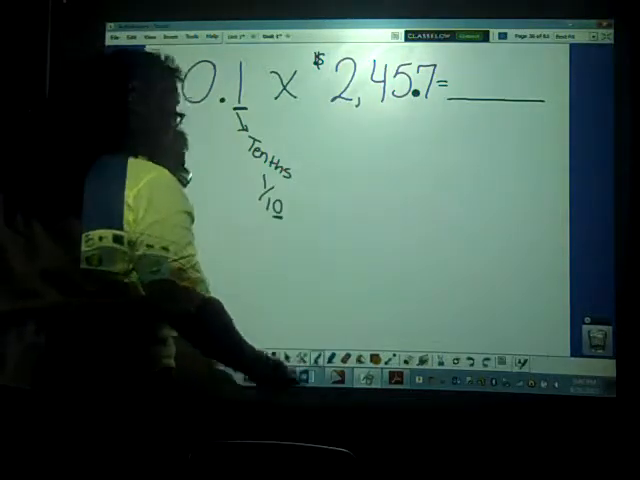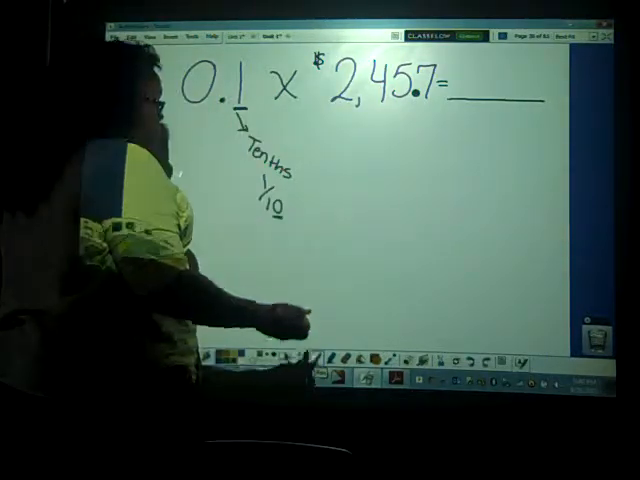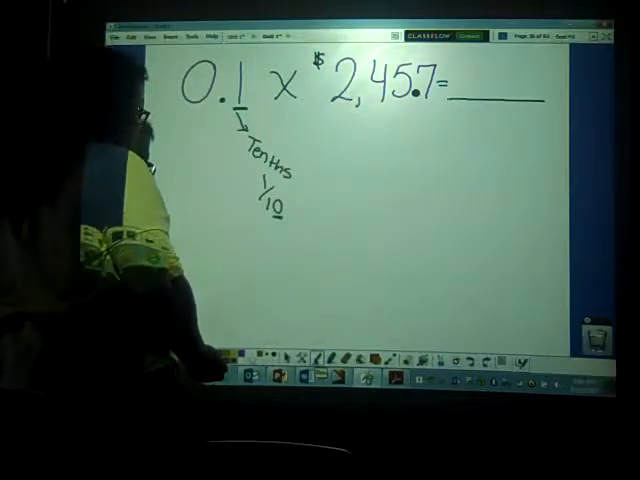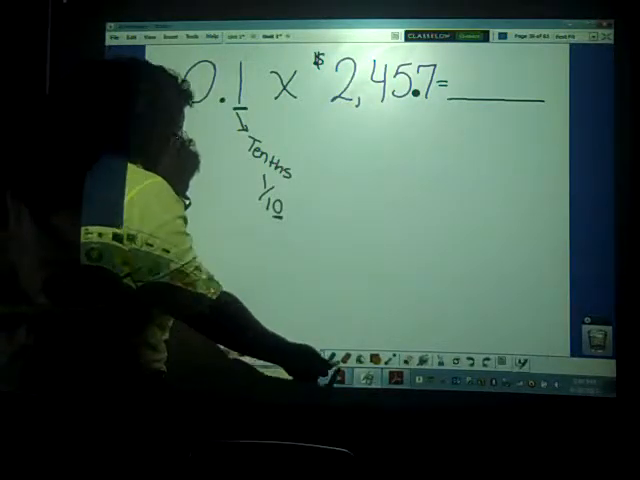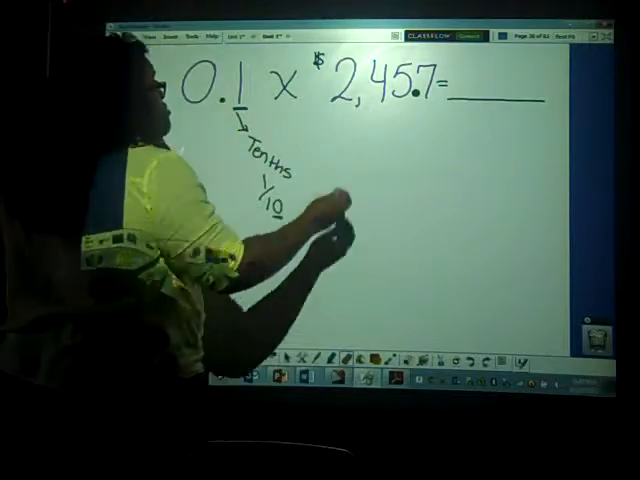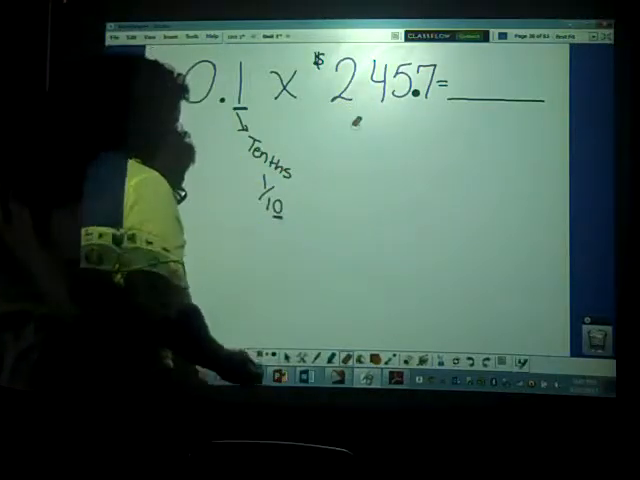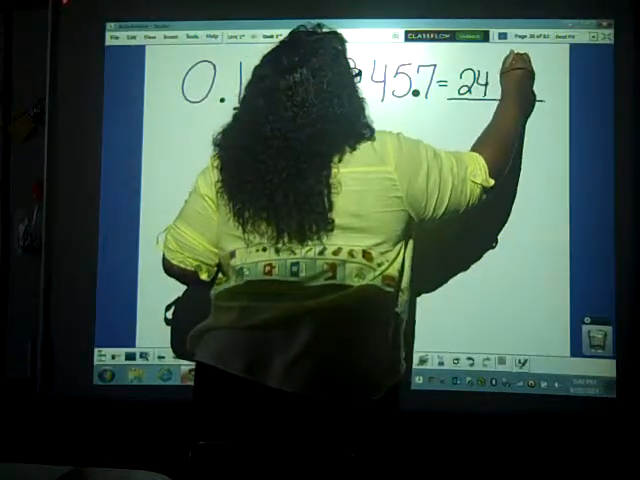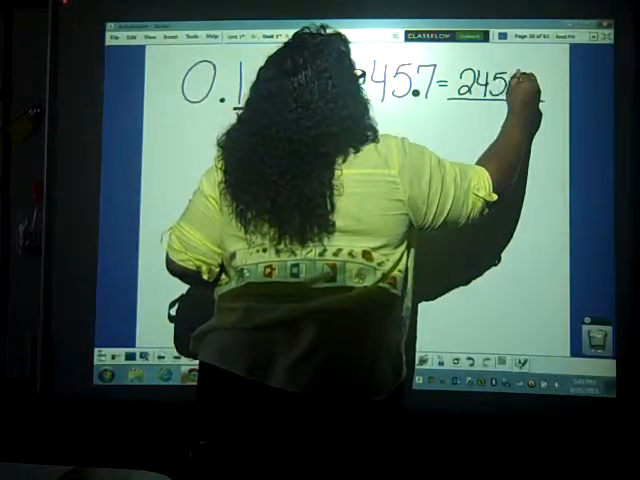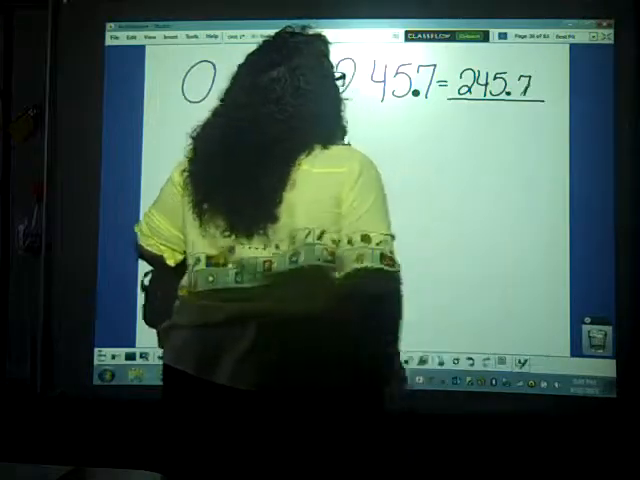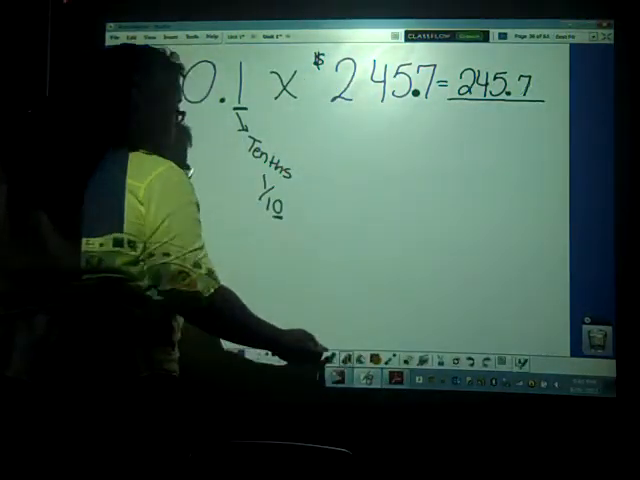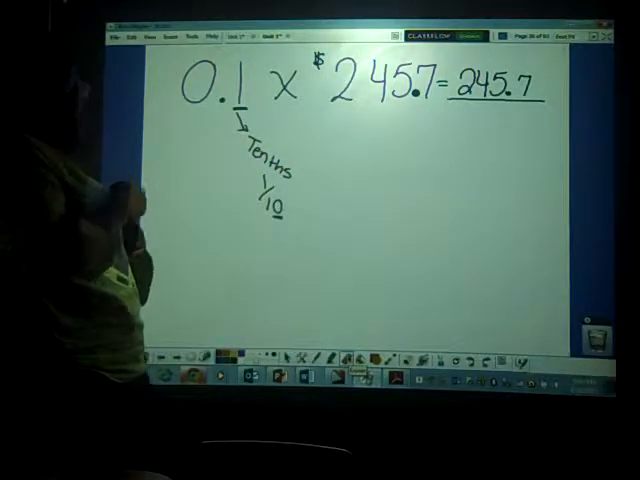So my value went from $2,457. Now it's, where's my eraser? Now it's $245 and 7 cents. Now, copy this down, pause and copy.